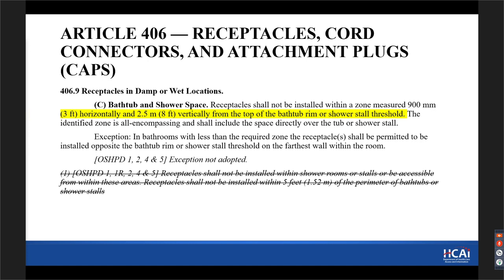Receptacles, same requirement is being added now for the receptacles for the bath and shower space. Previously it was 5 foot, now it's 3 foot. It has to be 3 foot from the edge of the shower or tub or stall. You'll see on the bottom where we had our notes, so we're able to just go with the national code now. We've gotten rid of our OSHPD amendment.